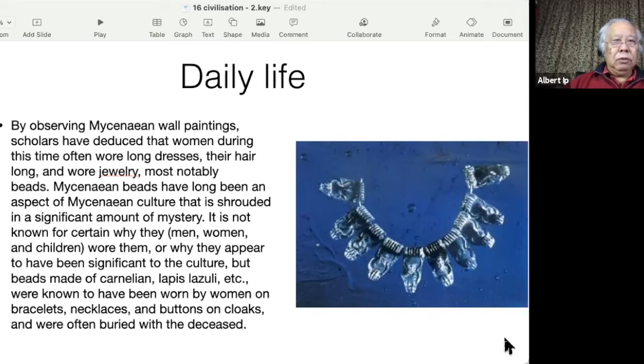From observing the wall paintings, sorry, my little dog, he has been out, so we have to clean him. Okay.